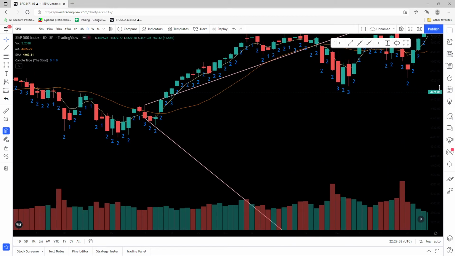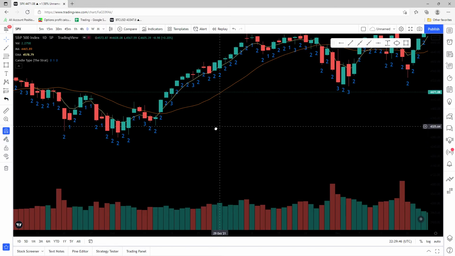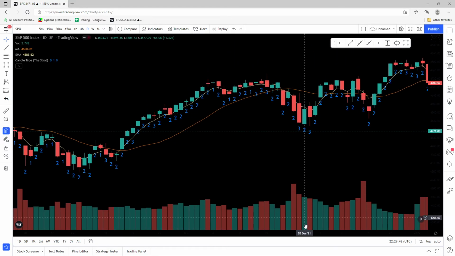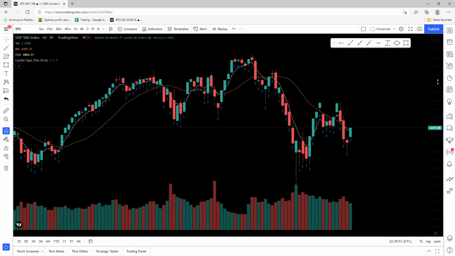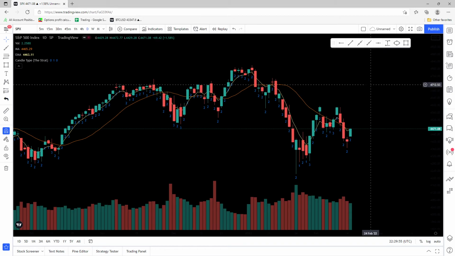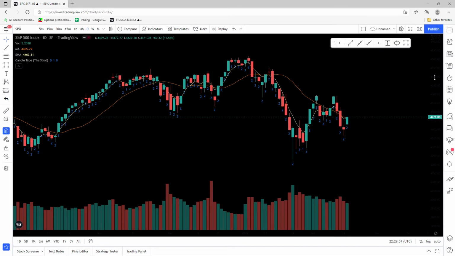All right, I don't use broadening formation much. Actually, I don't remember the last time I used it, so to me it's not huge. But that pretty much nails everything of what the strat is.